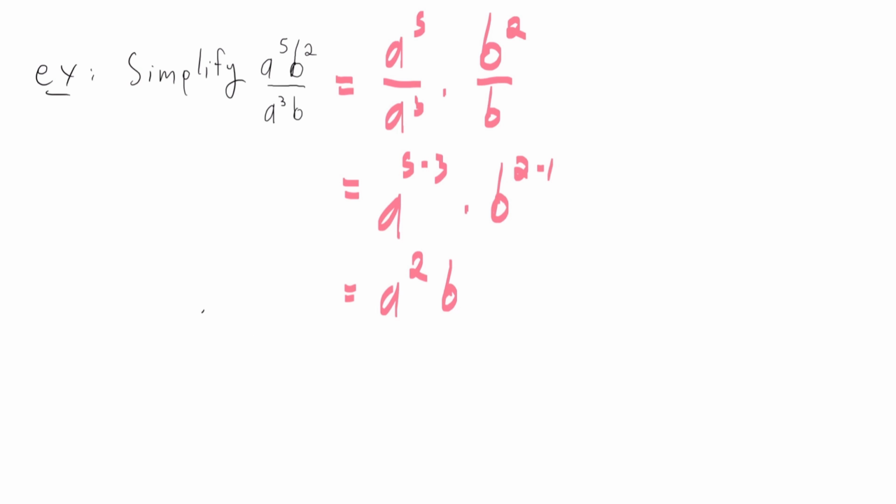Okay, so my big mess at the beginning, this a to the fifth times b squared divided by a cubed times b, simplified very nicely to just a squared times b. And all I had to do was remember the product rule for fractions. So let's look at something a little bit more complicated.